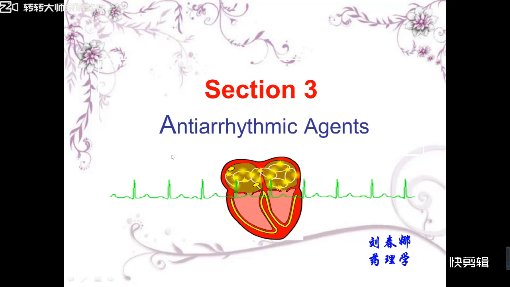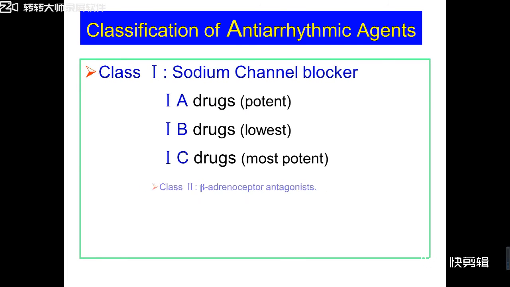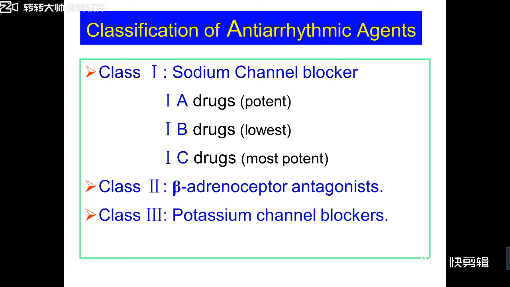So now we have reviewed the action potential of cardiomyocytes, and we also reviewed some electrophysiological features of cardiomyocytes. So we know the channels are very important in heart rate and in the action potential. So antiarrhythmic drugs mainly block these channels. The classification of antiarrhythmic drugs includes these inhibitors. The first class, sodium channel blockers. The second class, beta receptor blockers. The third class, potassium channel blockers. And the fourth class, calcium channel blockers.